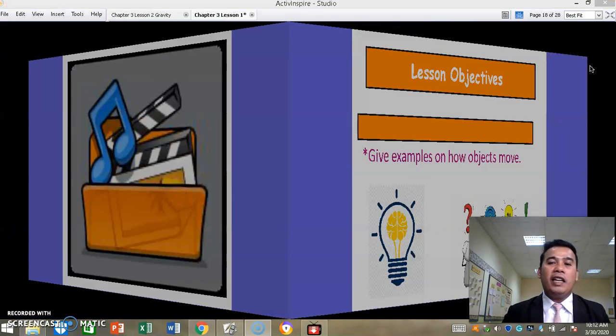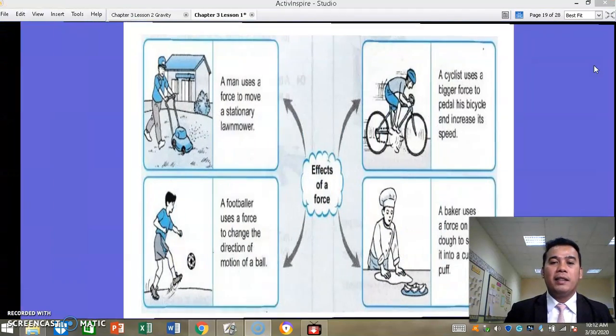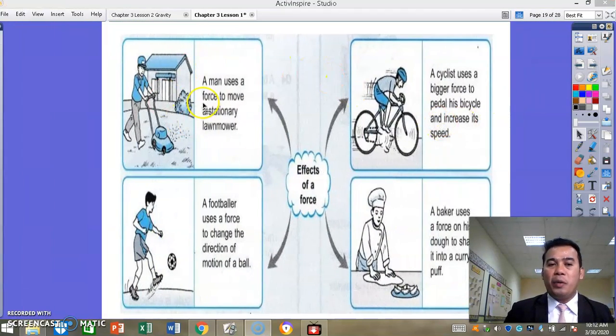So let us see if we can identify the following. So one, we already identified some of the ways how objects move. And today, let us see some examples of how objects move by push or pull. We will identify whether this action or movement is a push or pull. Are you ready? Grade 2. Let's start. Okay. So in this illustration, a man uses a force to move a stationary lawnmower.